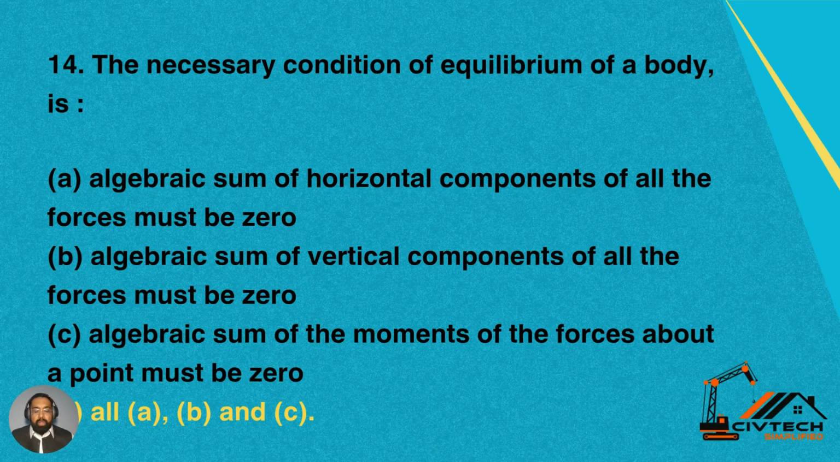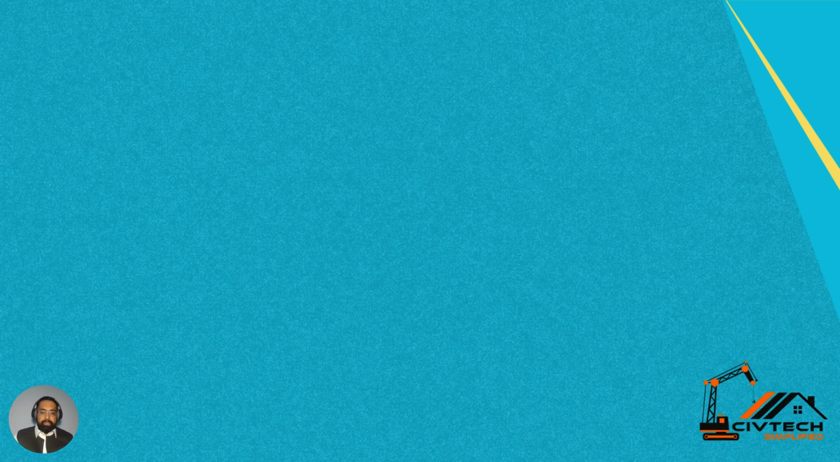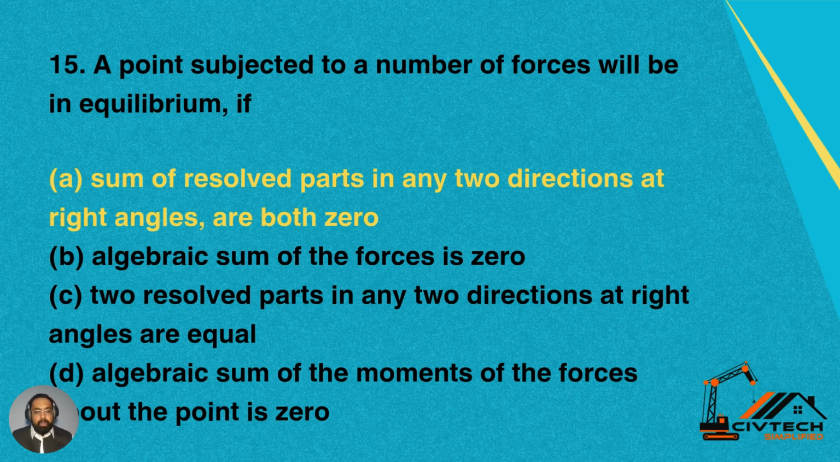Question 14. The necessary condition of equilibrium of a body is, when the body is in equilibrium. Option A. Algebraic sum of horizontal components of all the forces must be 0. Option B. Algebraic sum of vertical components of all the forces must be 0. Option C. Algebraic sum of moment of the forces about a point must be 0. So all A, B and C are the correct options. So D here is the answer. All these are the correct options.